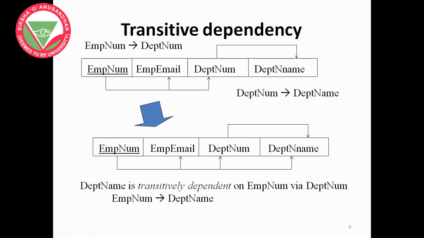This is the notation. For example, let us say the employee number will determine the department number, and department number will determine department name. So we can say that department name is transitively dependent on employee number through department number.